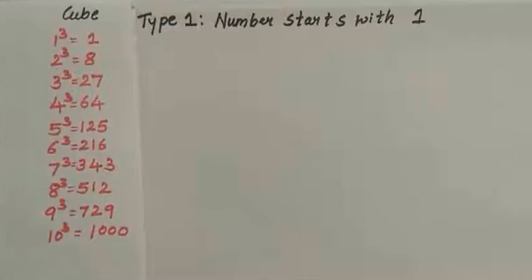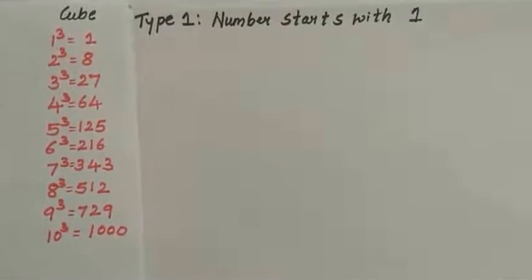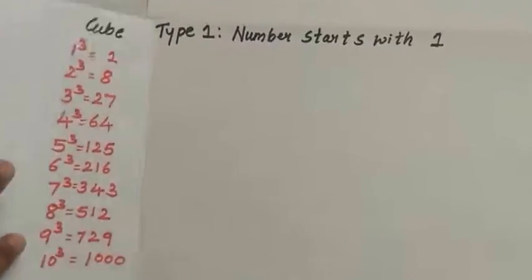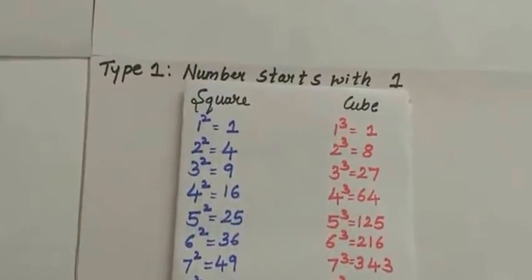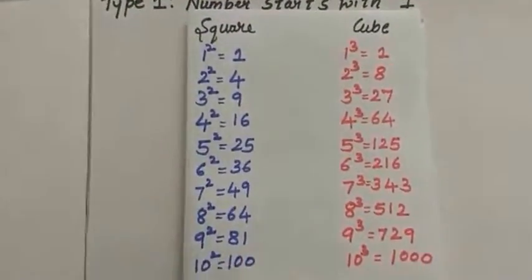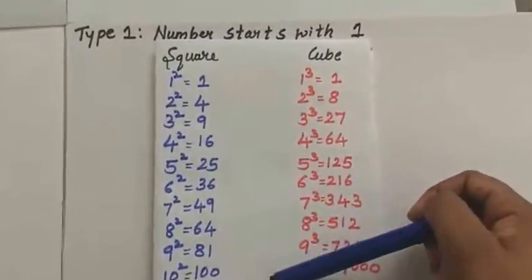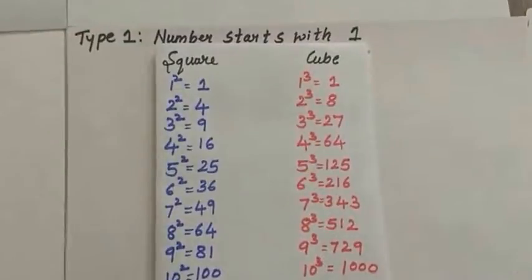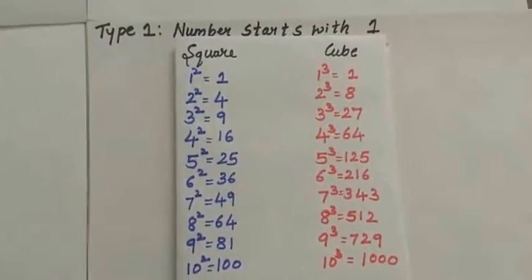Before we solve the example based on this type, we will see this table. This table contains the square of the number and the cube of the number. By knowing this square and cube values, we are going to solve the problems.